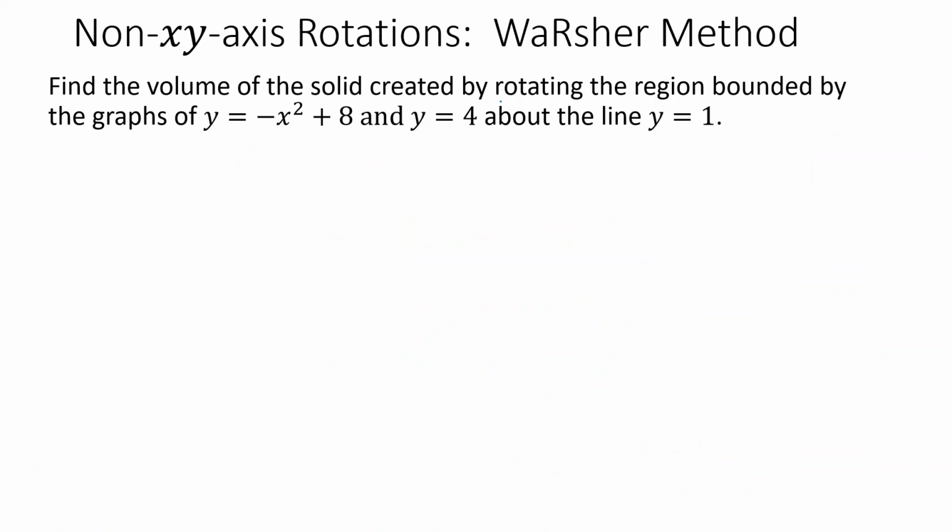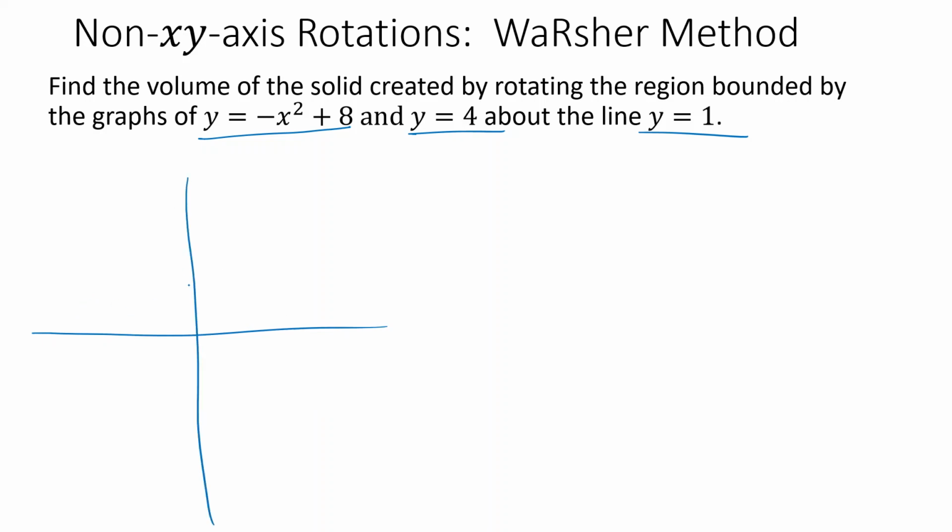Find the volume of the solid created by rotating the region bounded by the graphs of y equals -x squared plus 8, y equals 4, around the line y equals 1. All right, so I don't have a picture for this. We got to try and draw this. So I do suggest trying to draw a picture on all of these.